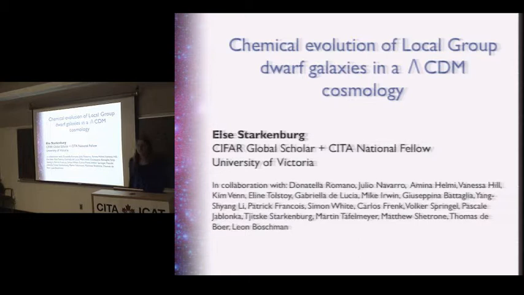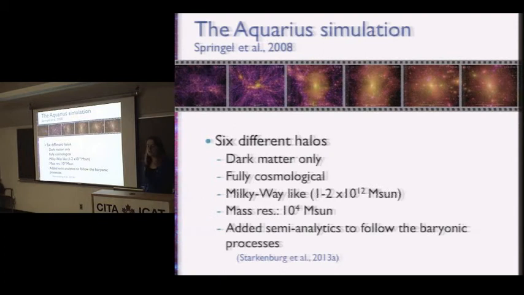This is work I've been doing with a lot of people over the years. The results I'll be talking about today are mainly done with the Aquarius simulation, which is actually a suite of simulations. There are six of them, and there are six different halos, which were followed in dark matter structure only. They're fully cosmological, and they were all chosen to be Milky Way-like, which you should really understand as they were chosen to have the mass that we think is right for the Milky Way, approximately 1 × 10^12. These simulations are also very high resolution, with an excellent particle mass of about 10^4 solar masses. The results I'll be showing today have some semi-analytics added to this dark matter only simulation to follow the baryonic processes. And we'll talk a little bit more about that.